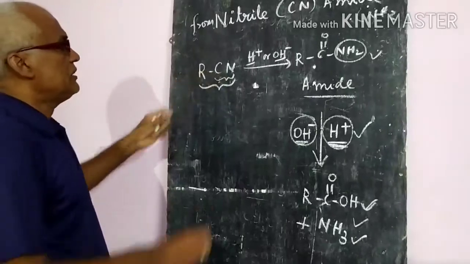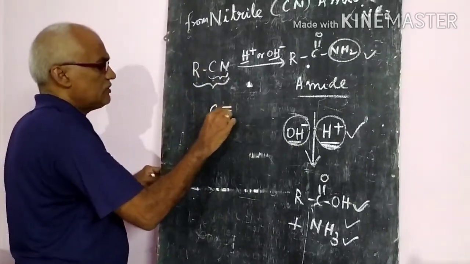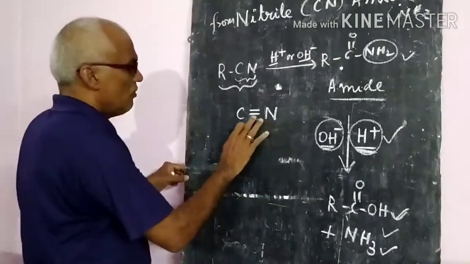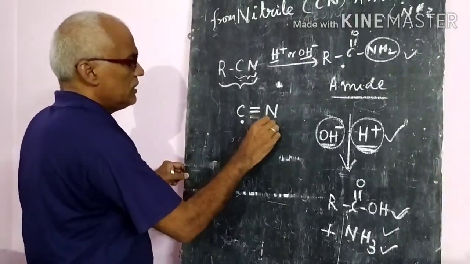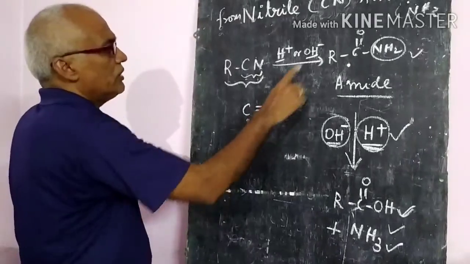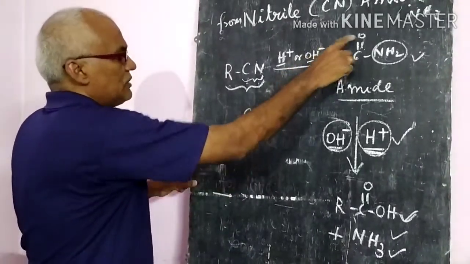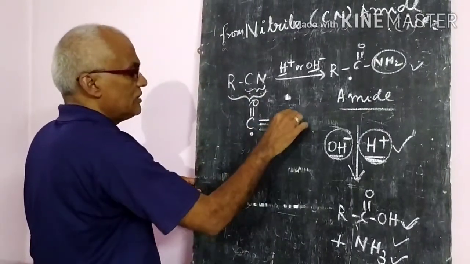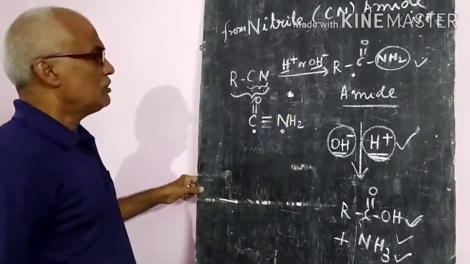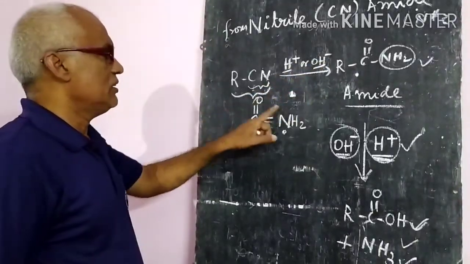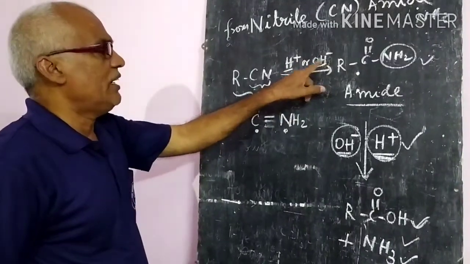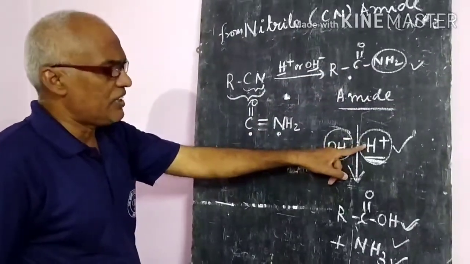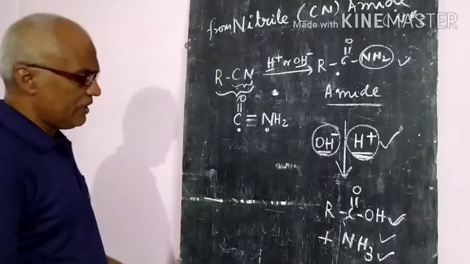That means CN is a C triple bond N. Then one bond will be broken down. This will be C double bond O, with OH or H plus acidification. It is converted into C double bond O, and H2O will be added. OH is added. Then what are you getting? Amides. Further hydration or acidification will give the acid and ammonia.